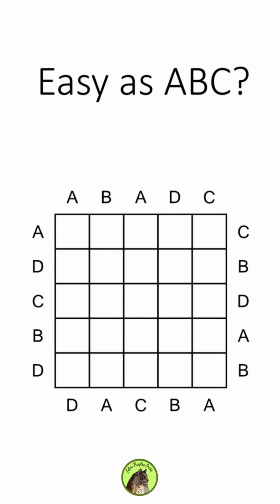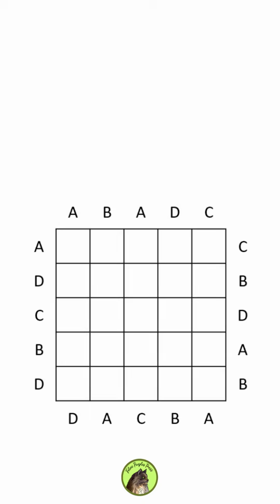Easy as ABC is another puzzle played on a square grid. This time we need to fill the grid with letters from A to n-1 where n is the grid size. This means one cell in each row and column will remain empty. Each letter must appear in every row and column only once.